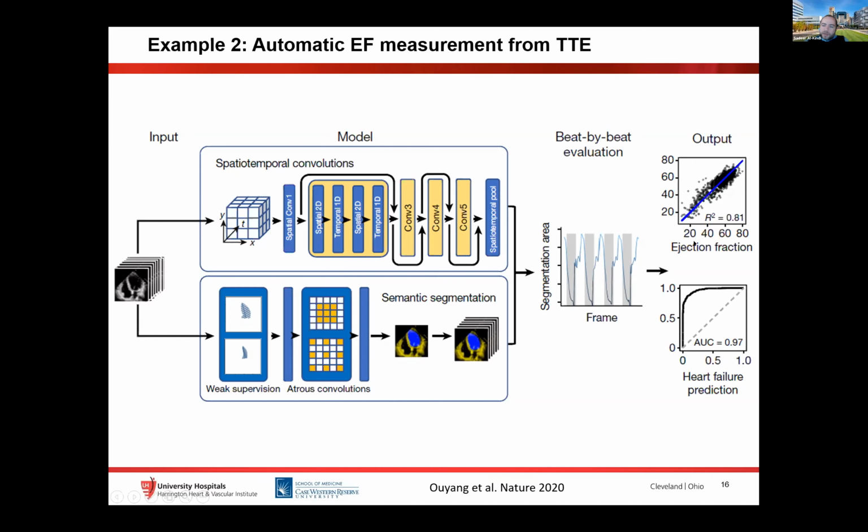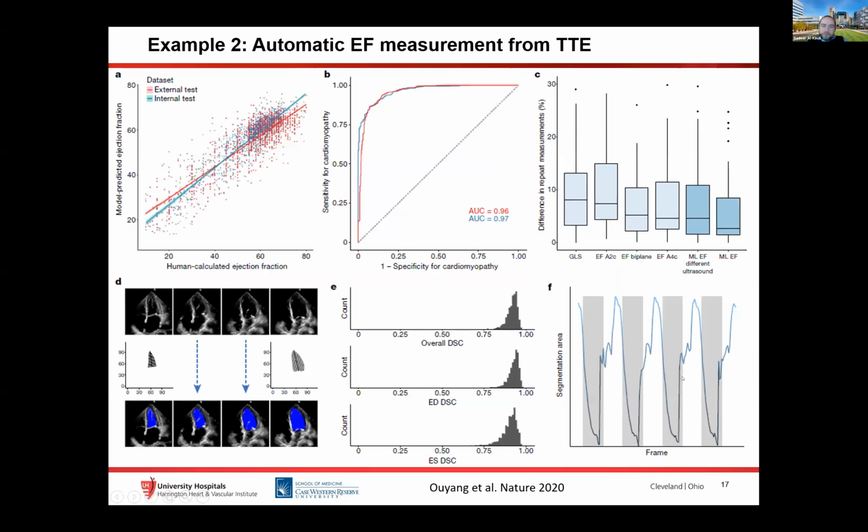As you can see, the ejection fraction estimated by the machine learning model was very well correlated with the manual ejection fraction measurement. More importantly, this model was able to predict the presence or absence of heart failure with an AUC of about 0.97, which is excellent. They were also able to measure GLS, global longitudinal strain, ejection fraction, and other things that can be measured from an echocardiogram. And that performed well in internal and external testing.